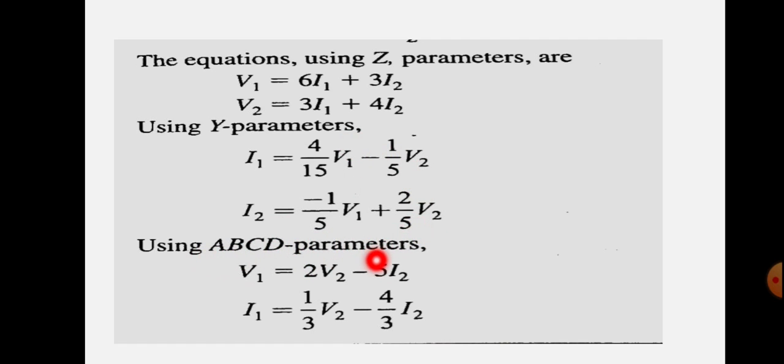In the case of ABCD parameter, the equation is V1 equal to A V2 minus B I2. And I1 equal to C V2 minus D I2. You can substitute ABCD values, so you will get these equations.